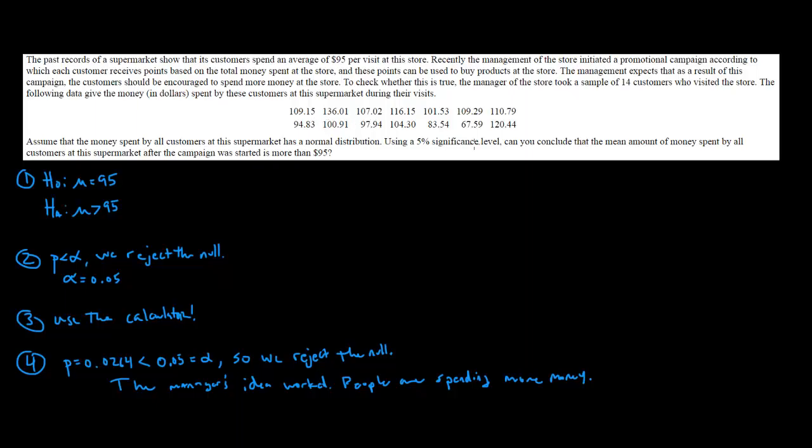But if you can remember how to use your calculator, you can save yourself a ton of time, especially when you have raw data to work with. Okay? So that's it. P is less than alpha. We found P is less than alpha, so we reject the null. Cool. That's great. Saves you a ton of time here.